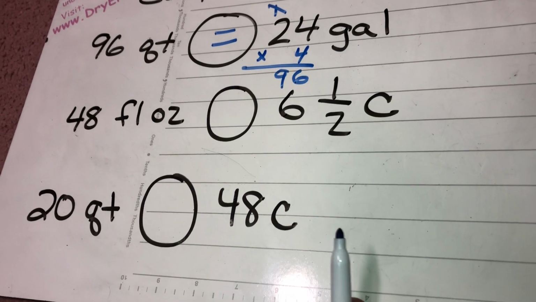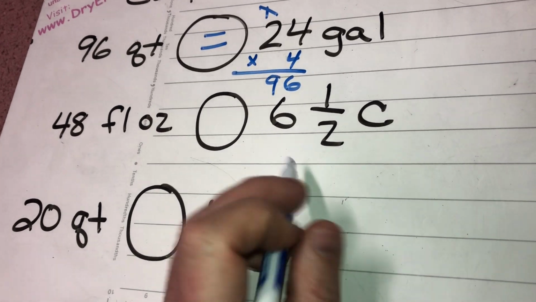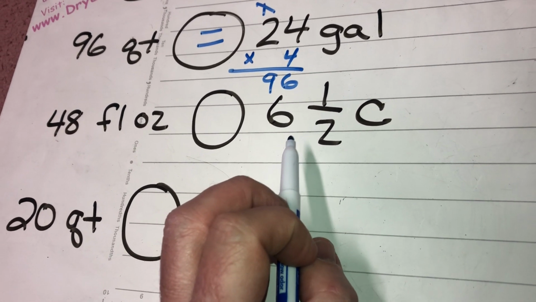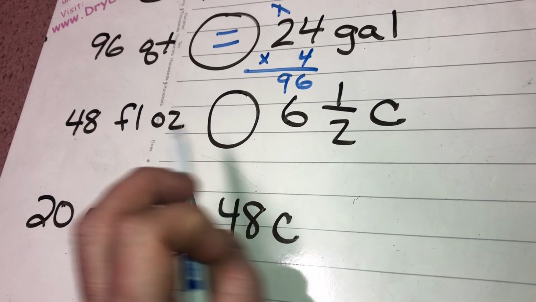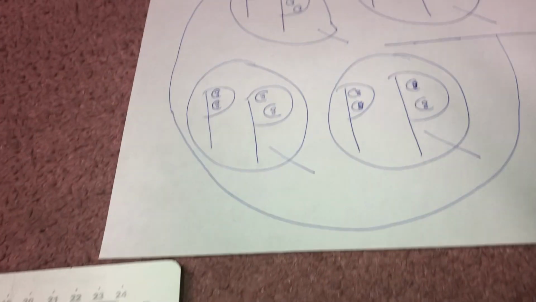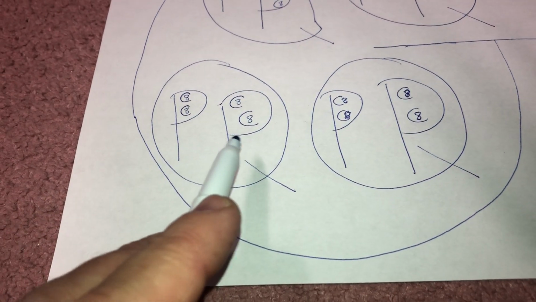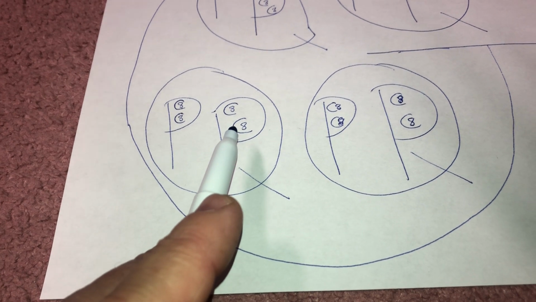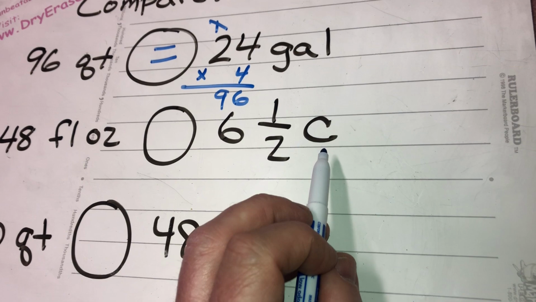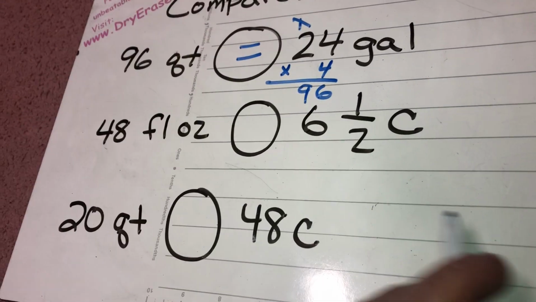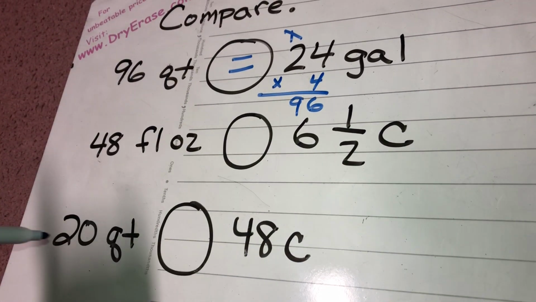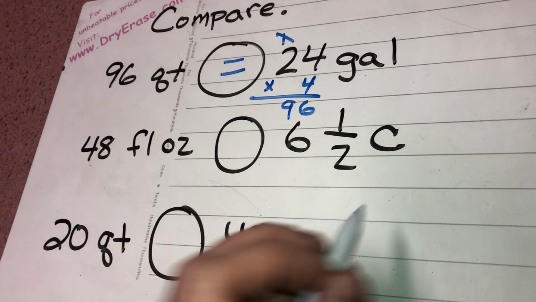48 fluid ounces and 6.5 cups. Well, once again, I want to take my cups and turn it into fluid ounces. Now, I look from my chart. I get 8 fluid ounces in 1 cup. So 1 cup is bigger than 1 fluid ounce. So the measurement is getting smaller. So the number is going to get bigger. So I'm going to multiply.